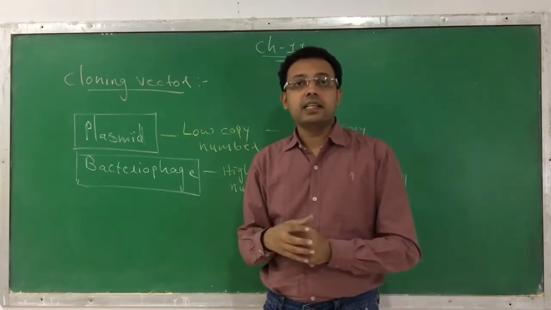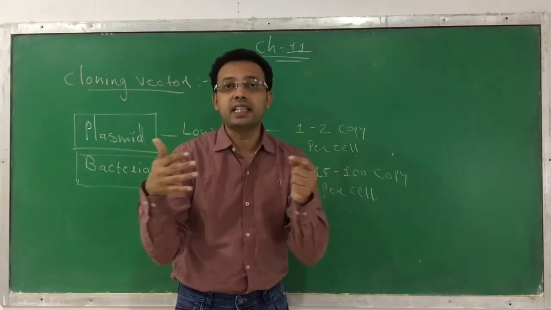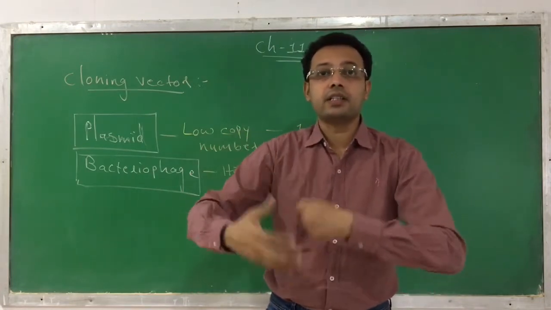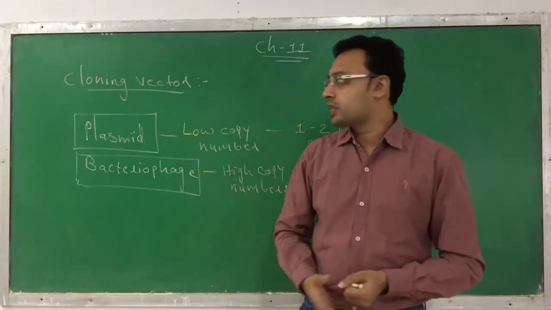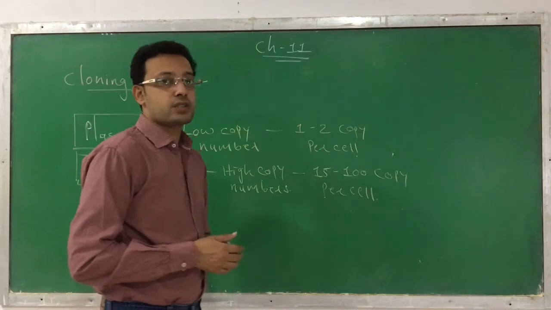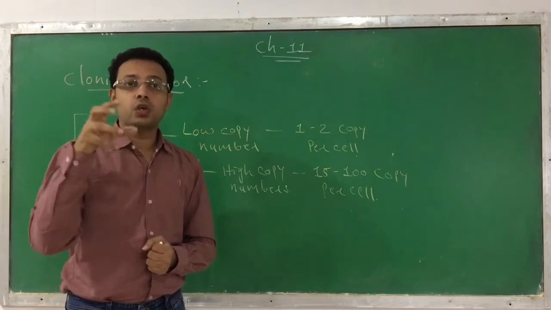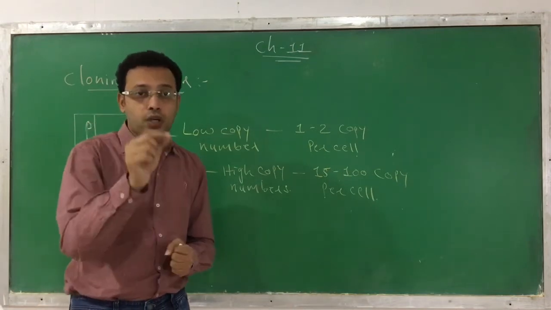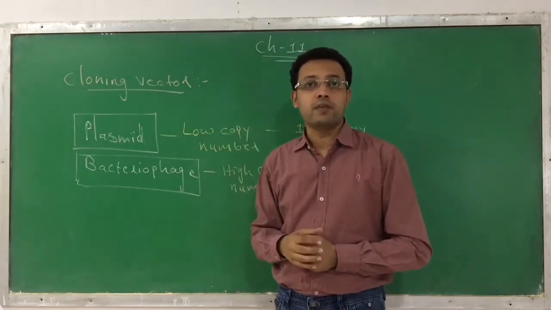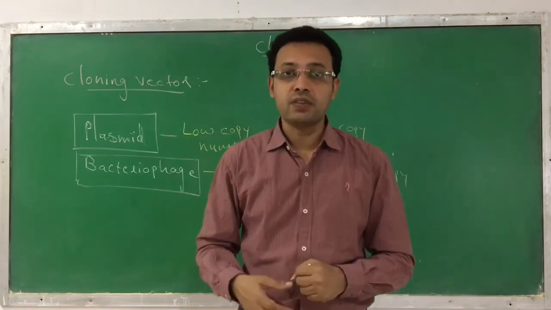Now, ideally, we are discussing the cloning vector. The cloning vector should be such that it is easily linked with a foreign DNA, and it easily generates high copy numbers. So depending on your requirements, you have to select the cloning vector, either the plasmid or the bacteriophage. Now this cloning vector should have certain features to qualify as a cloning vector. So let's discuss the features of a cloning vector.